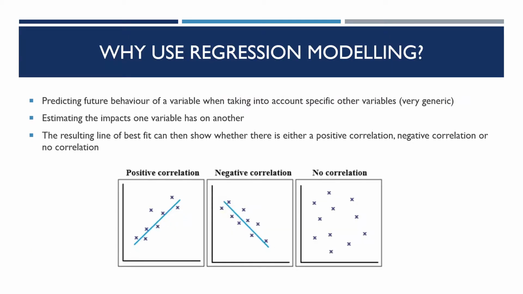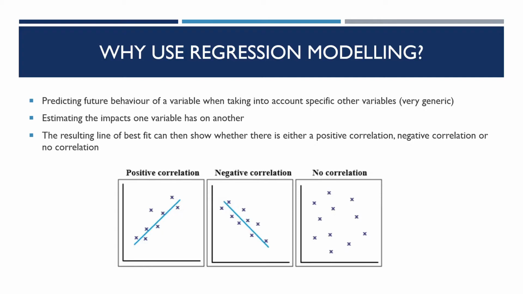So why use regression modeling? Regression modeling is a really great way, and it can be a very accurate way, of predicting the future behavior of a variable when taking into account specific other variables. Now this is a very generic example of why to use regression modeling, essentially to predict future behavior. But it can also be used to estimate the impact one variable has on another. So you may not even care about the values that you get in the future, and so the time factor of the future doesn't play as much of a part.